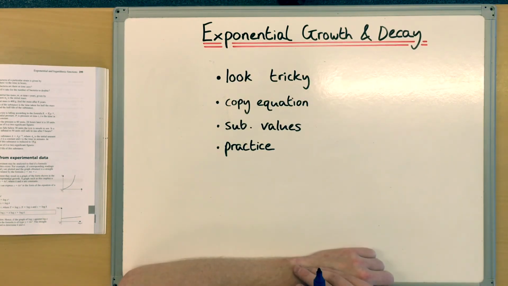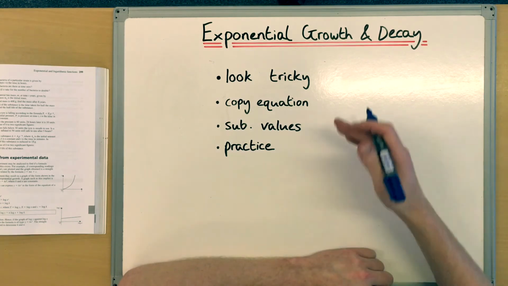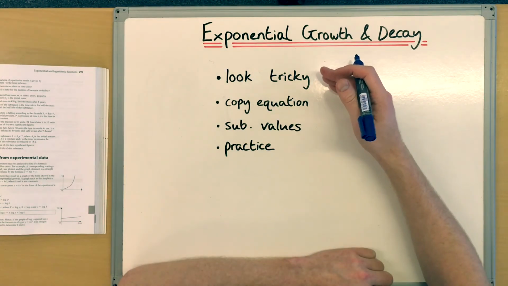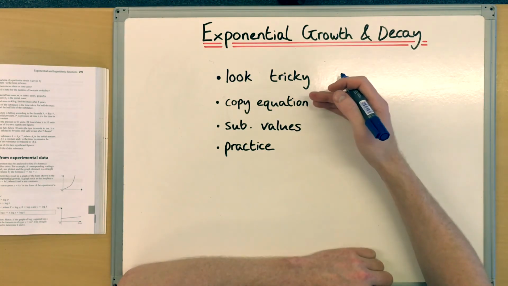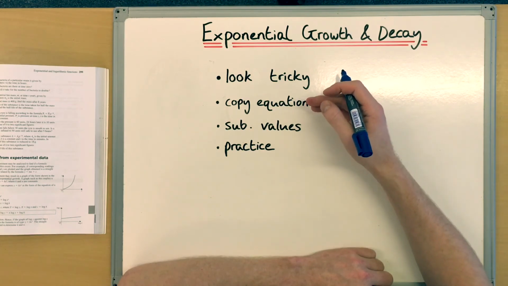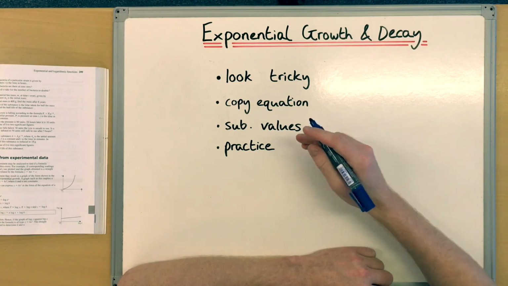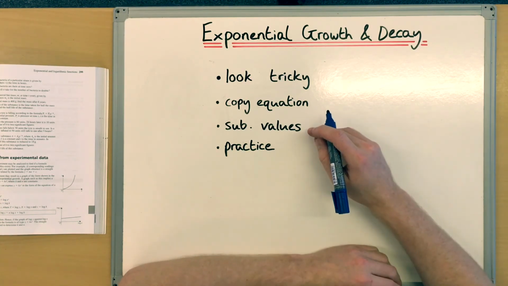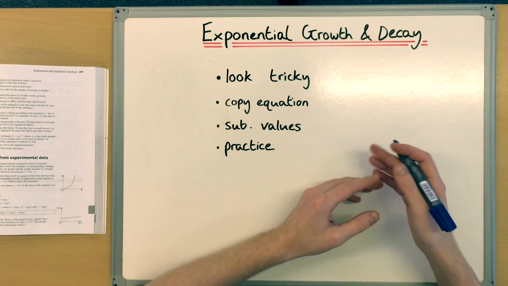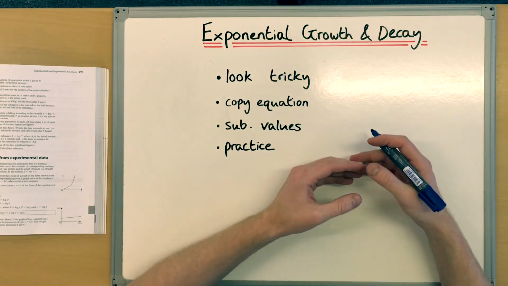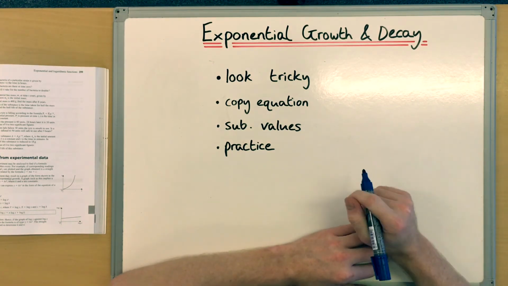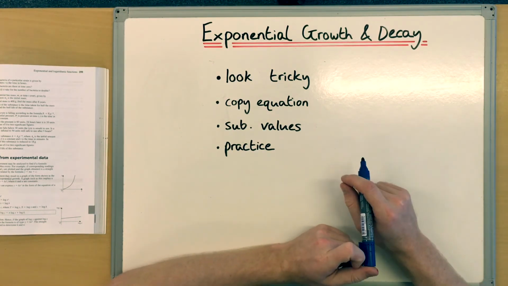So a couple of final thoughts when it comes to approaching these questions. Yes, they look tricky, but don't let that put you off. My tips are to get the equation copied very, very carefully onto your page, so you've got it right in front of you. You're going to sub values in typically, and then rearrange and solve to find your answer. So you should be subbing values in and leaving one variable unknown. That's the general pattern here.